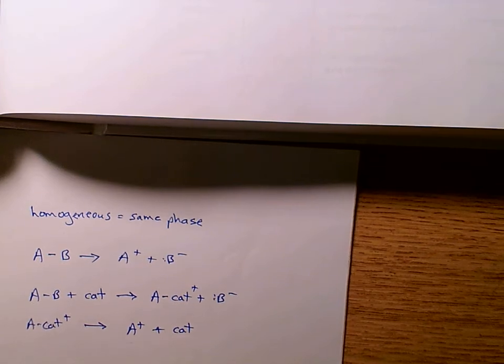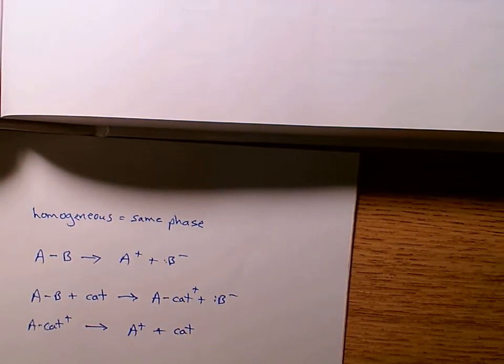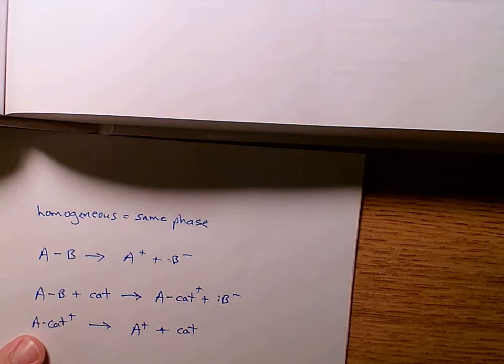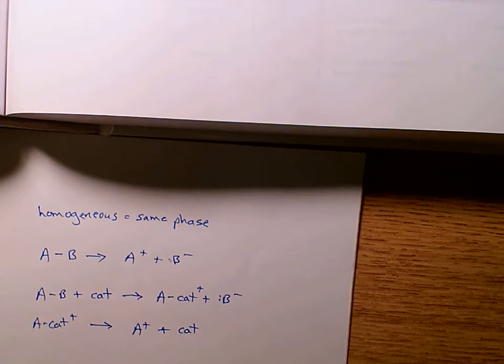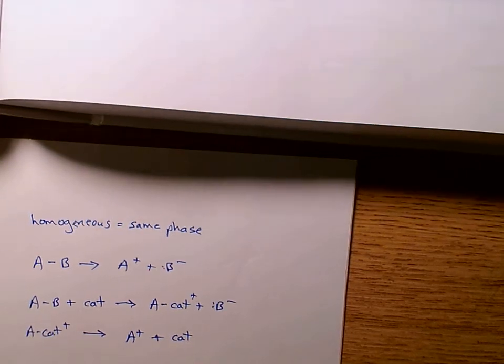So here's an example of this: A plus B, the AB bond association energy is so high, it's not going to happen, it's not going to break. However, if you add a catalyst, that will break the bond faster, and then the A-catalyst bond breaks very quickly also, so that'll speed up your reaction. So that's a homogeneous catalyst. It's in the same phase.